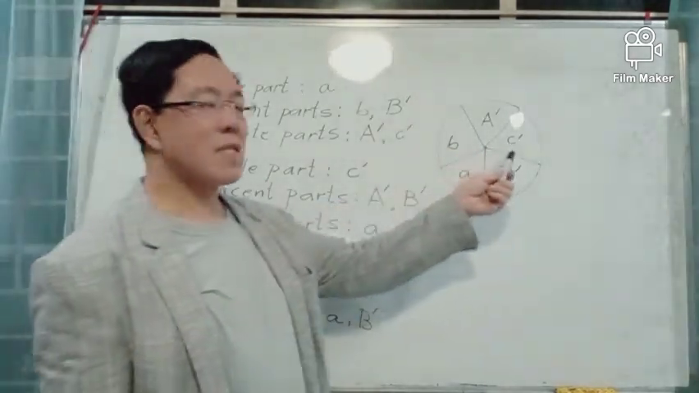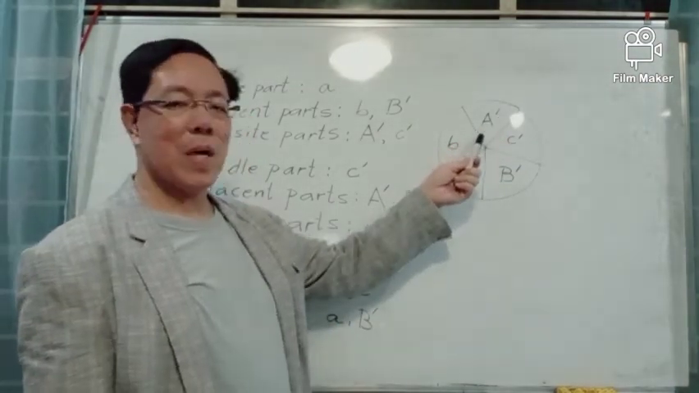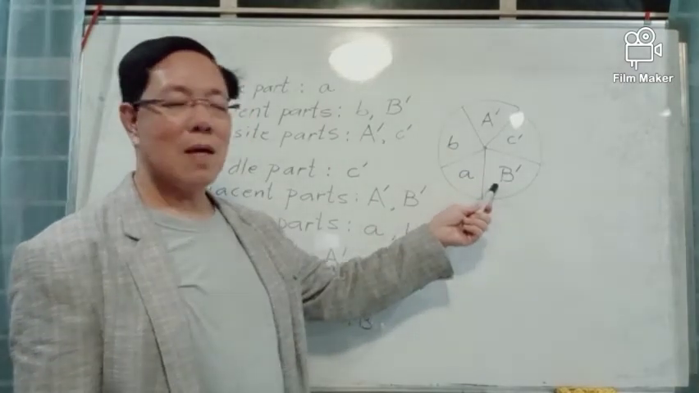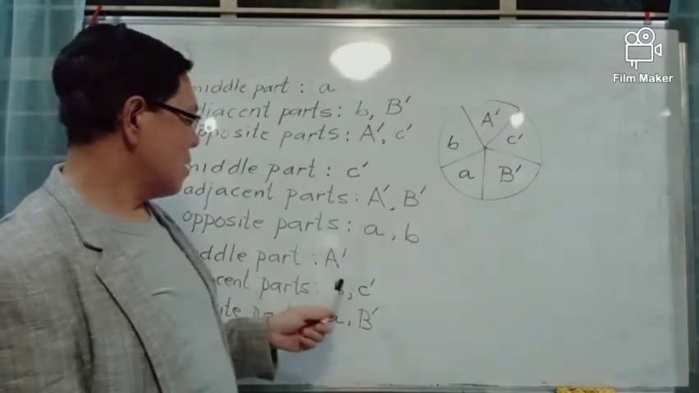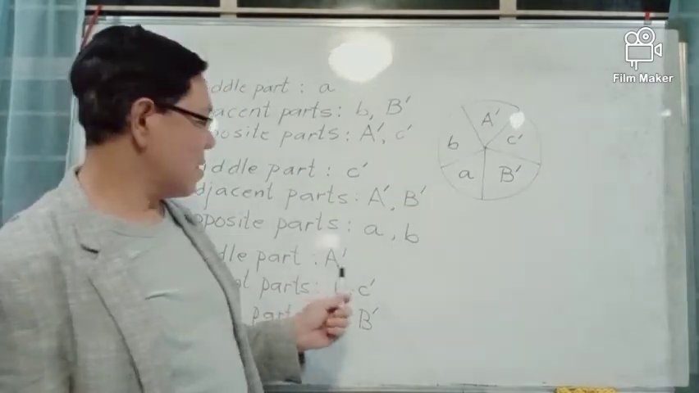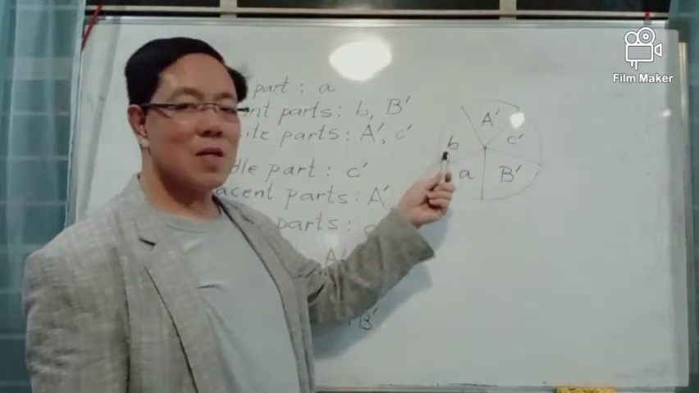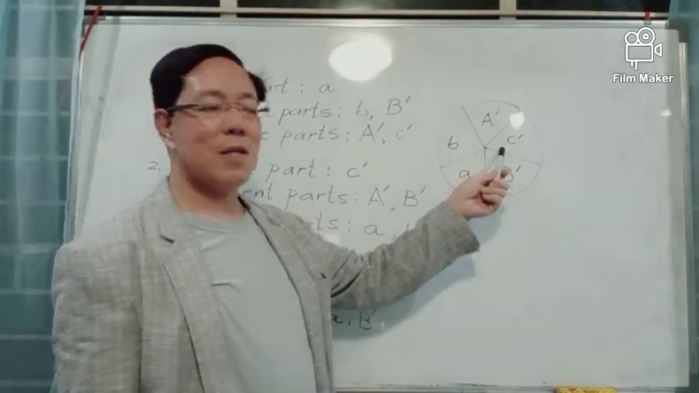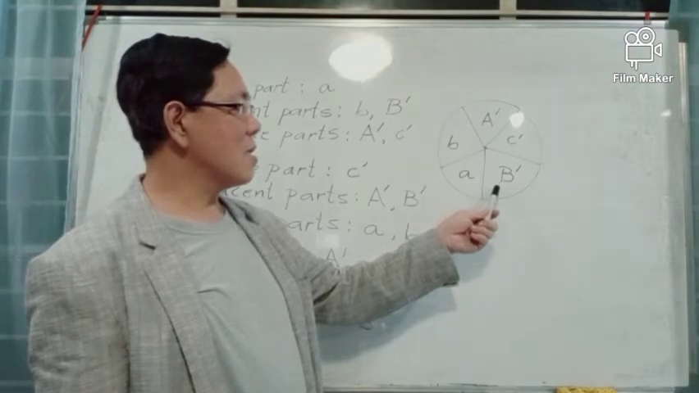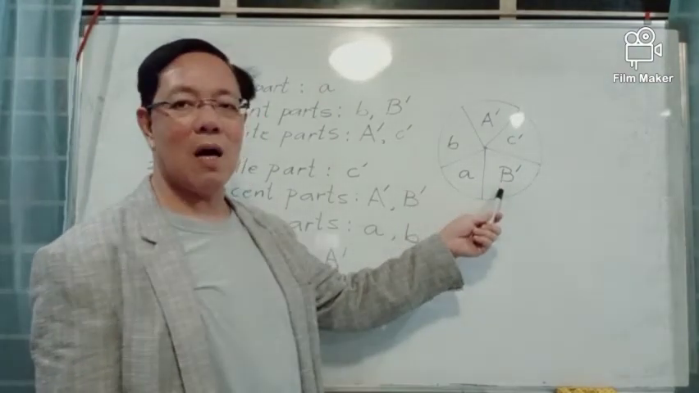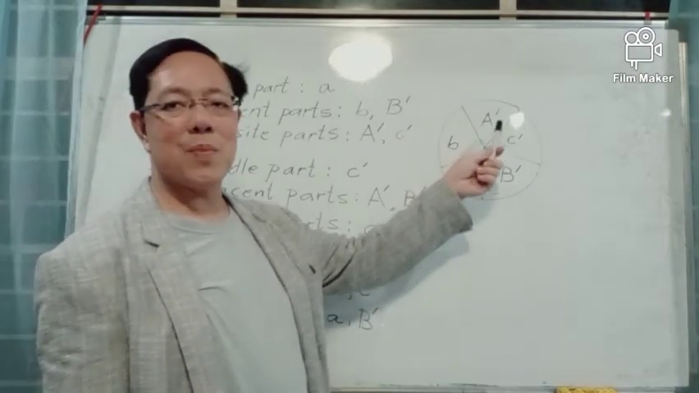If C prime is the middle part, adjacent parts are complement of A and complement of B. And opposite parts are side A and side B. When we choose A prime or complement of angle A as the middle part, side B and complement of C are the adjacent parts, and side A and complement of B are the opposite parts.